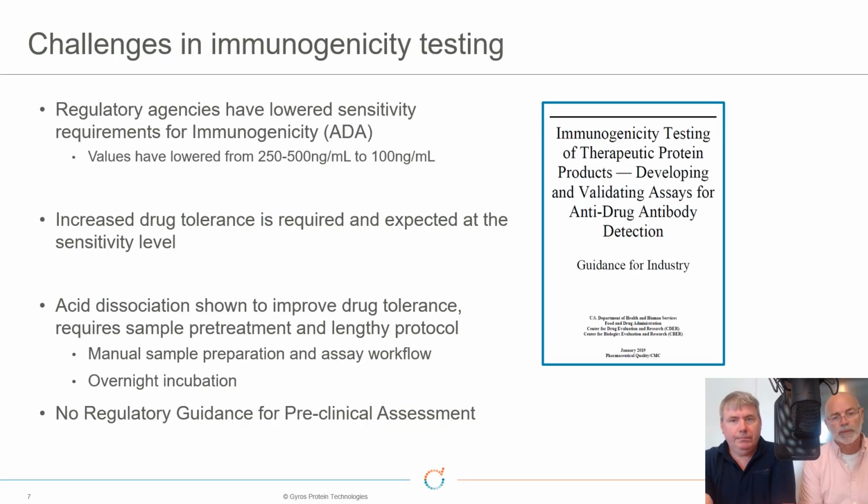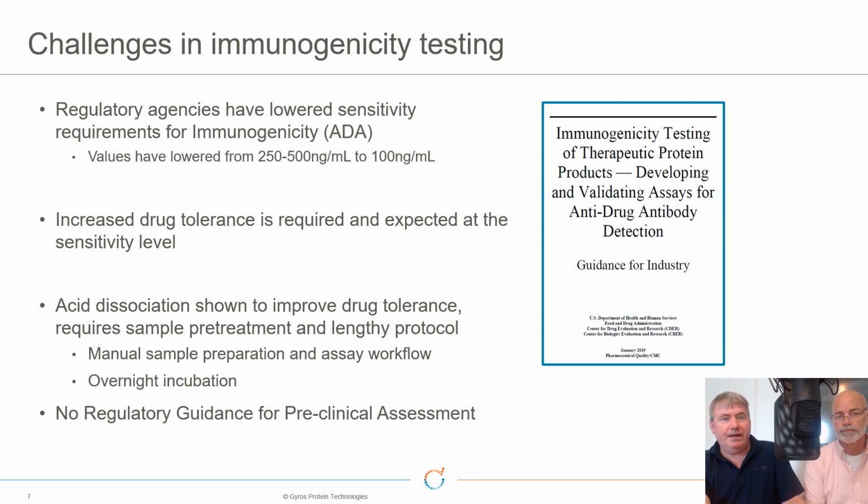Excellent. As mentioned, these white papers have very much driven the regulatory agencies to come up with their own guidance, and an example here is the FDA guidance for industry. What this has done is lower the expectation for sensitivity requirements. In the old papers, it requested 200 to 500 nanograms per mil, and that's been lowered to 100 nanograms per mil. This also means that we need increased drug tolerance, as it is expected at the sensitivity level of the assay.